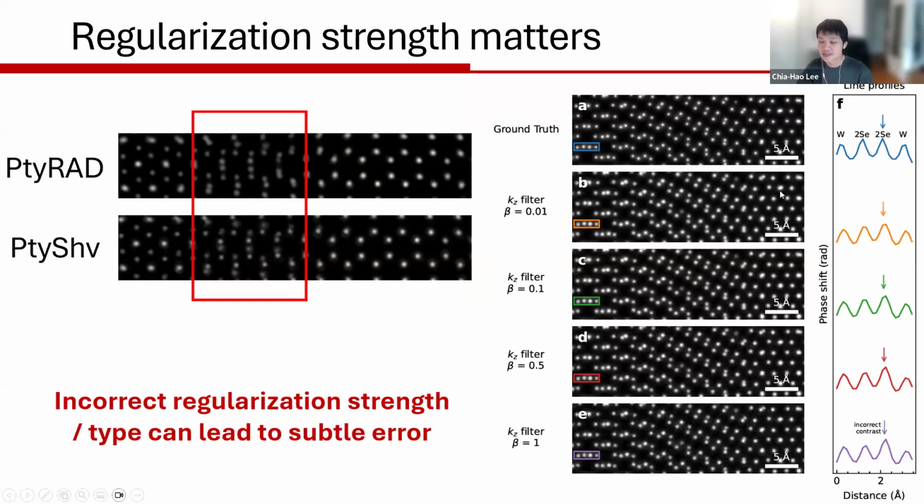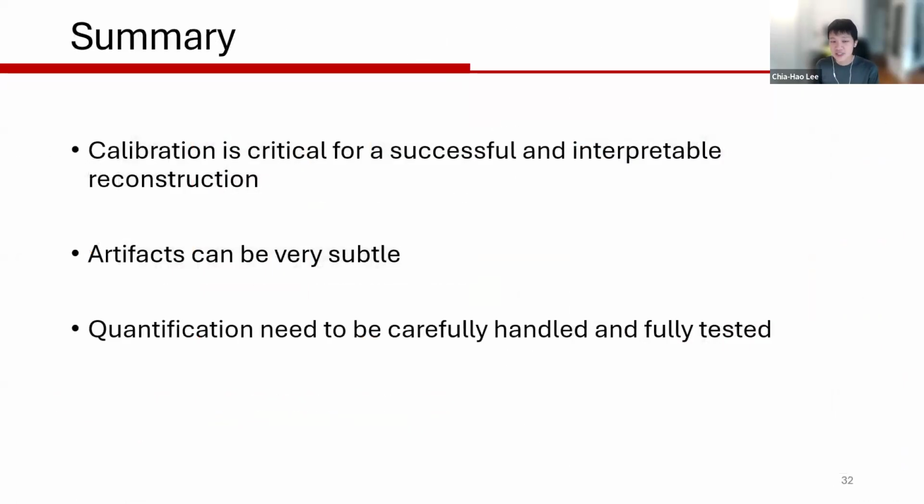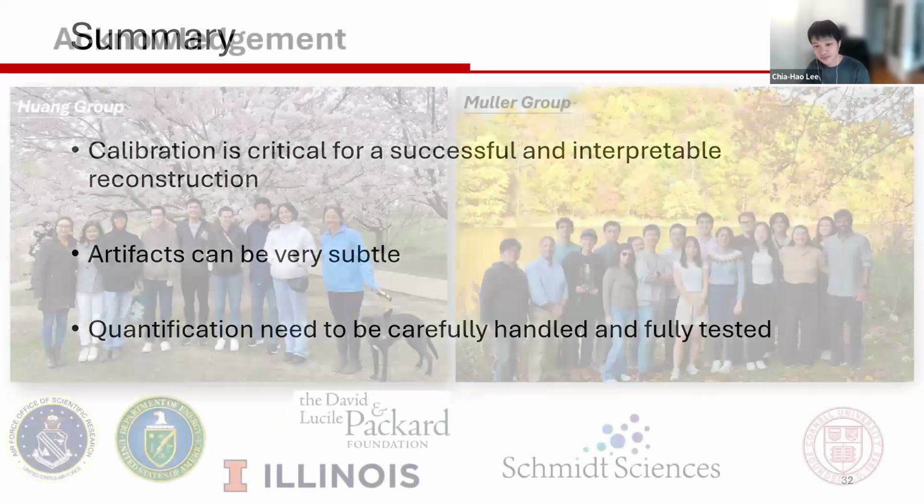And we do have a simulated result shown in the paper supplementary. Just something to keep in mind as well: even if you have very nice looking images, and they're all multislice reconstructed, you can still get very subtle artifacts in your retrieved phase values. So here's just a summary: calibration, artifacts, and quantification. They're all critically important, and you want to do this very carefully.